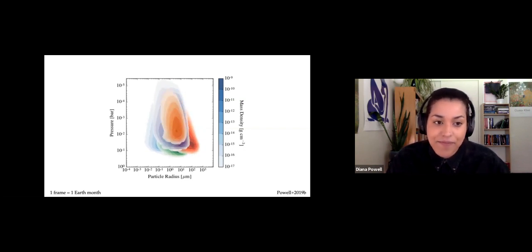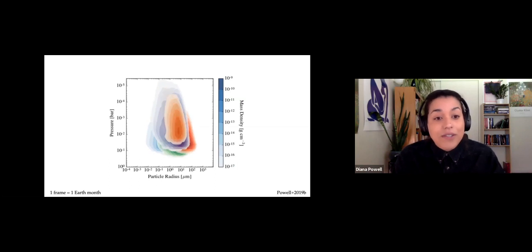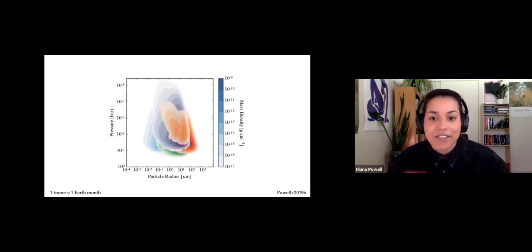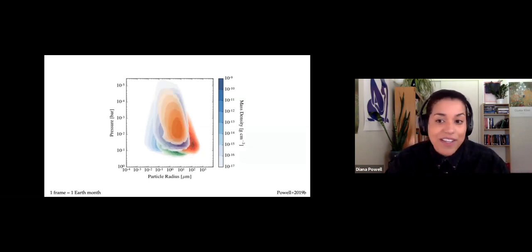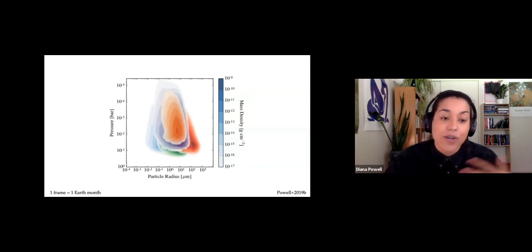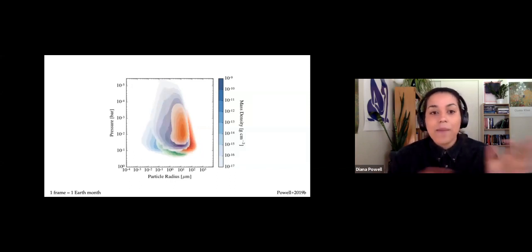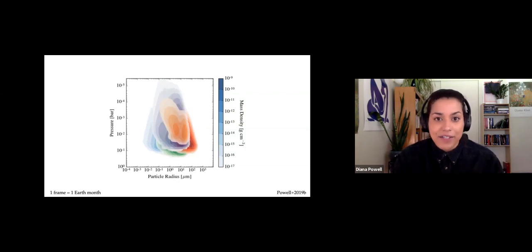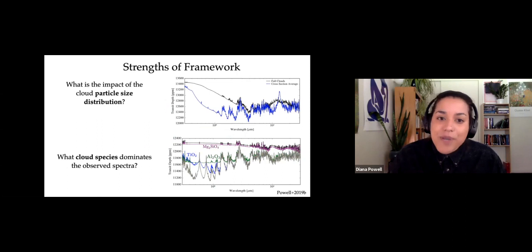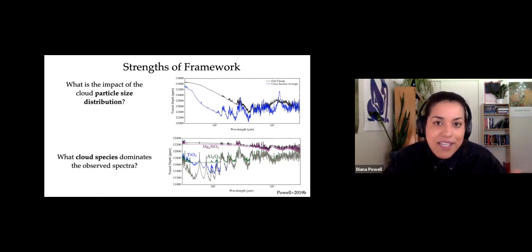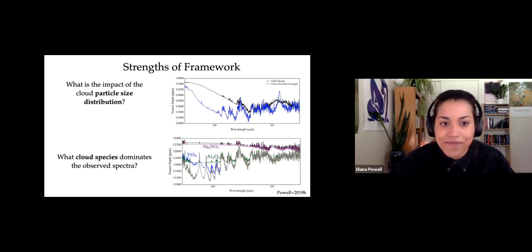extents in the atmosphere. And then our results also tend to reach a steady state, though there's some variability, which may be real, like the climate cycles that we have on Earth or also on Venus. But for the remainder of this talk, I'll be showing time average solutions. And so with these results, we can now answer key questions such as the impact of the cloud particle size distribution on observed spectra.